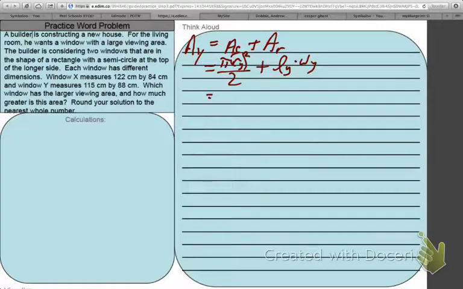And that equals approximately 3, and the radius for Y, we would have to find it. So it would be 115 divided by 2, because the radius is half of the diameter. And the diameter for the window Y is 115.